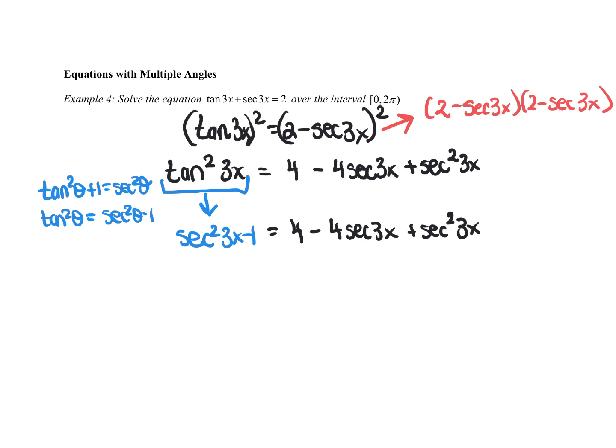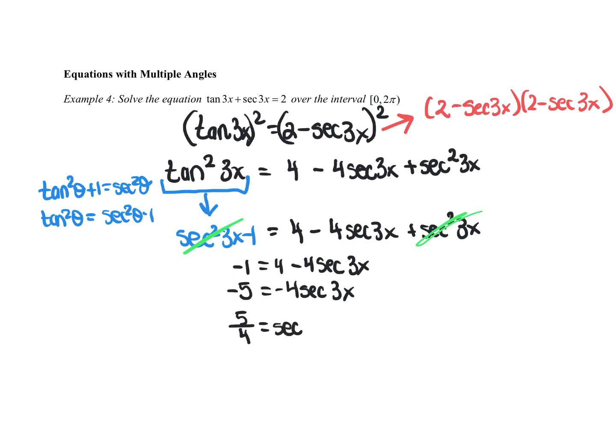And you will notice that when you go to combine like terms, this secant squared and this secant squared are going to cancel off, which is beautiful. So I have minus 1 equals 4 minus 4 secant 3x. I'm going to move the numbers over to the other side. So I'm going to minus the 4 over to the other side. So I get negative 5 equals negative 4 secant 3x. I'm going to divide by the negative 4. So you're going to get 5 over 4 equals secant of 3x.